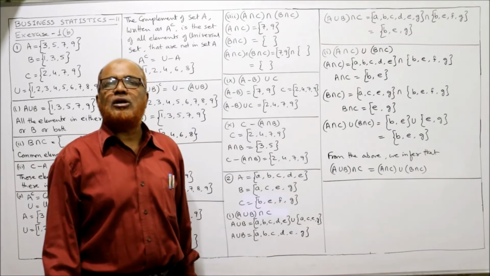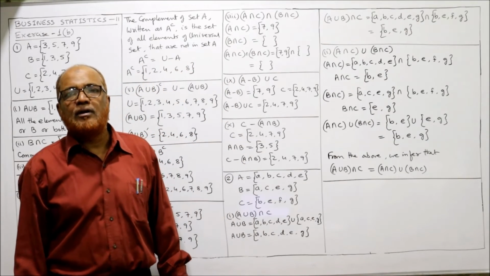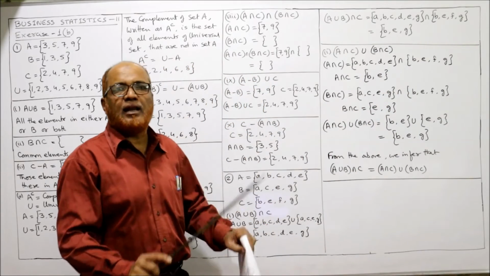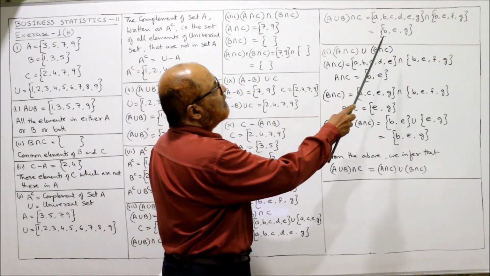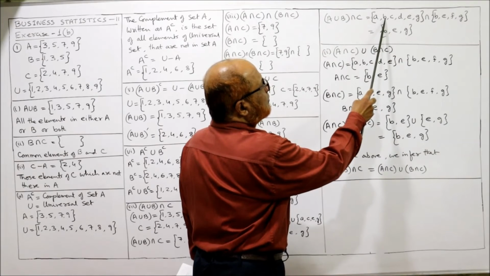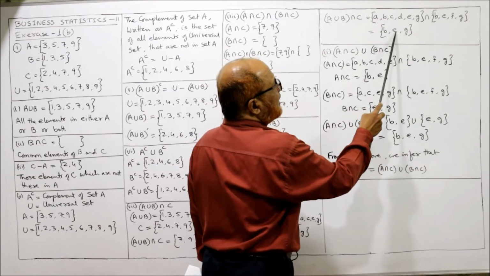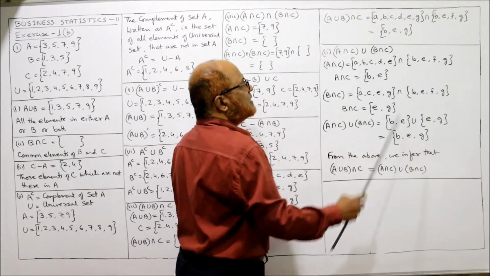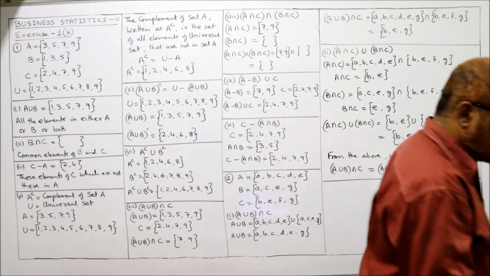What do you mean by intersection? Common elements. Now compare these two sets and find out the common elements in these two sets. So you will find B. B is common. B is here and B is here. E is common. G is common. So B, E, G are common. Right?